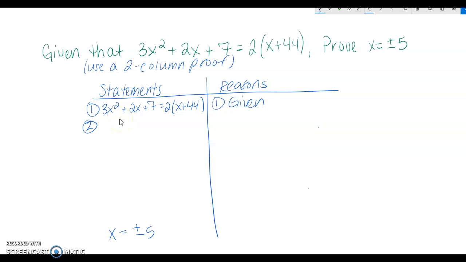Then we're going to just work out this equation. So we have the left side of the equation is going to stay the same because I see some simplification that needs to happen on the right. So we do have this parentheses, this x plus 44 quantity. And since it's a sum and it's being multiplied by a constant number, we're going to use the distributive property. So 2x plus 88. 44 times 2 is 88. So that was the distributive property.